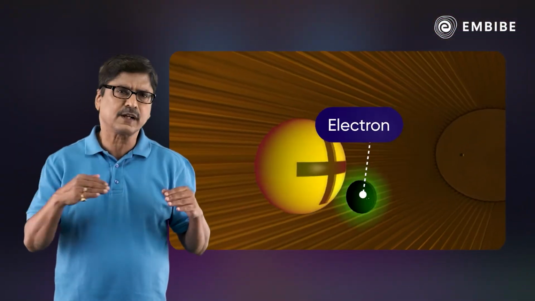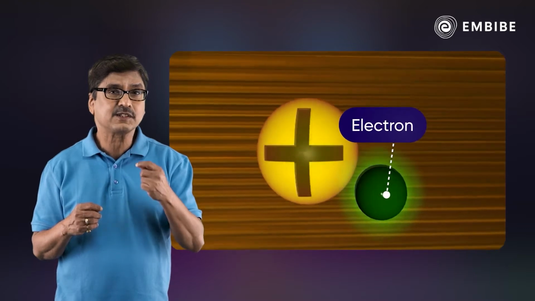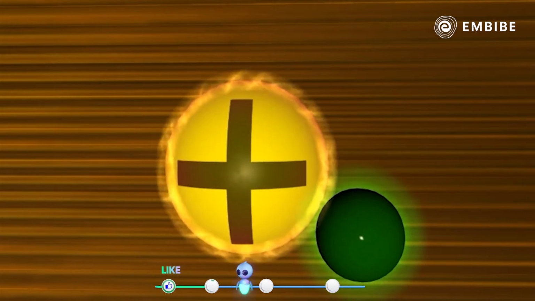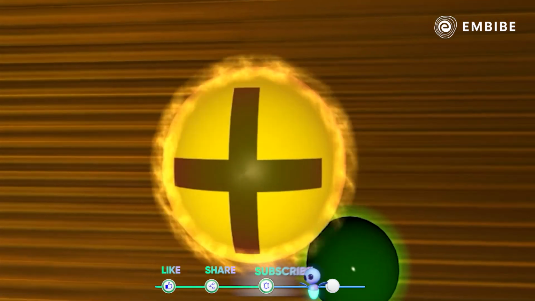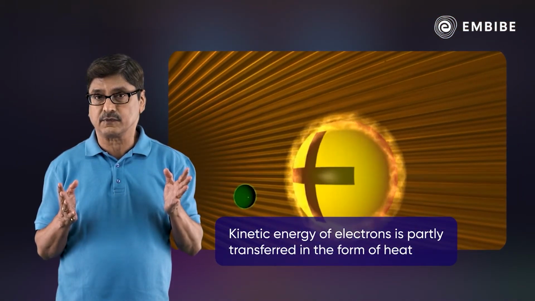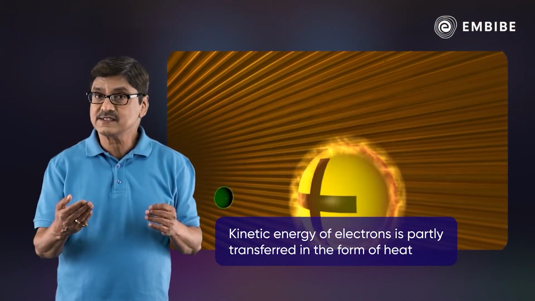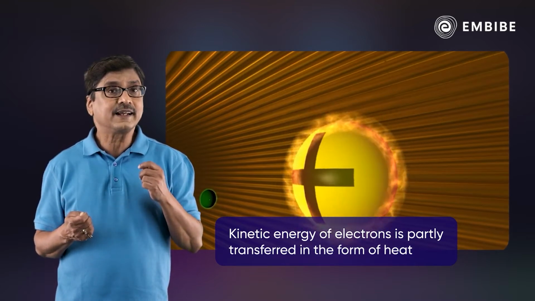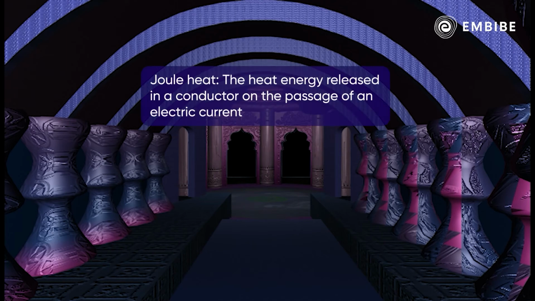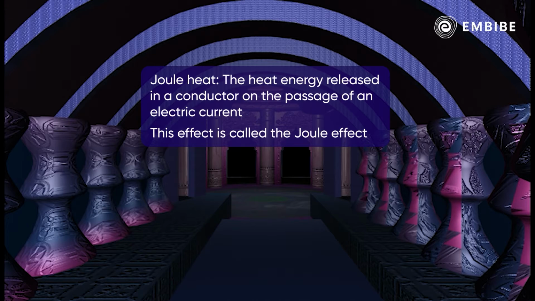When the electrons drift, they experience collisions with the positive ions oscillating about their mean positions. And the energy acquired by electrons is partly handed over to the ions, making their oscillations more energetic. This increase in the energy of oscillations of ions is manifested as heat, causing an increase in the temperature of the conductor. The heat energy released in a conductor on the passage of an electric current is called the Joule heat, and the effect is called the Joule effect.